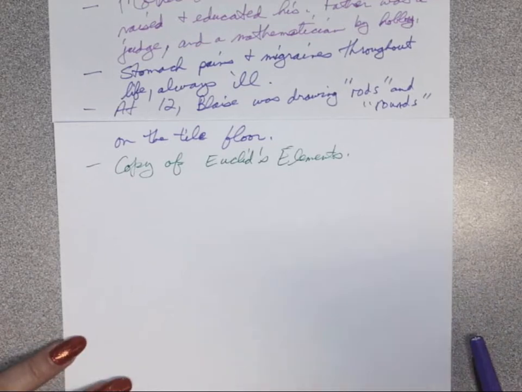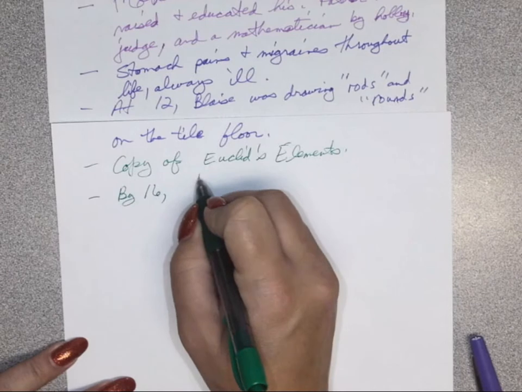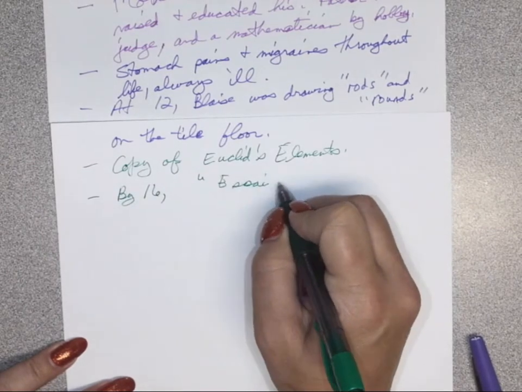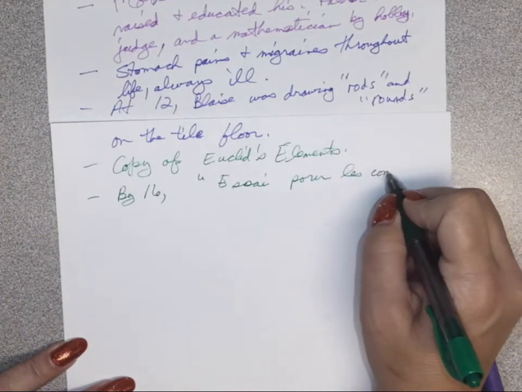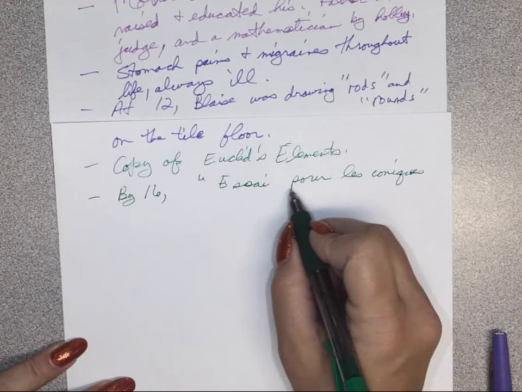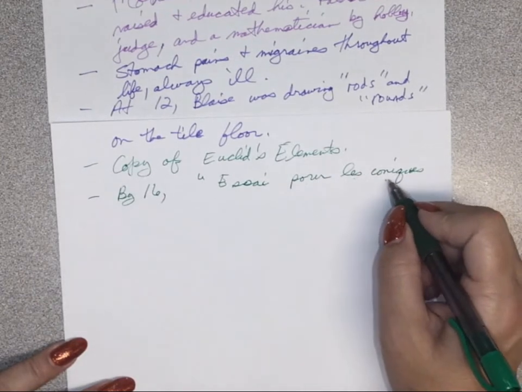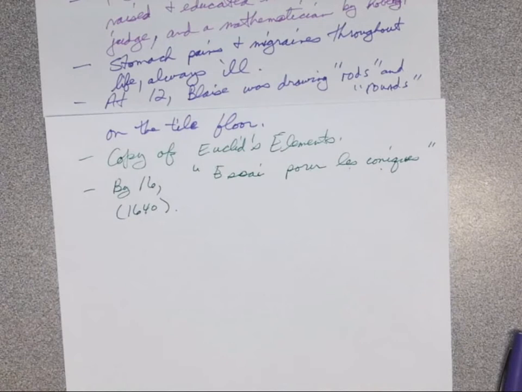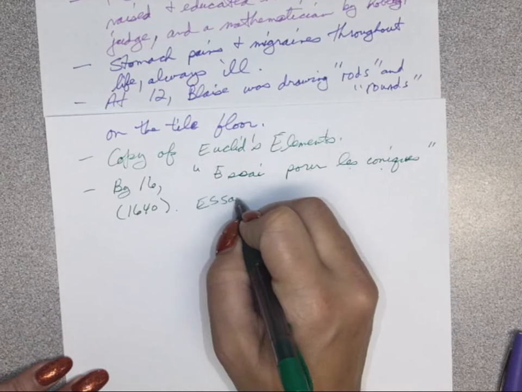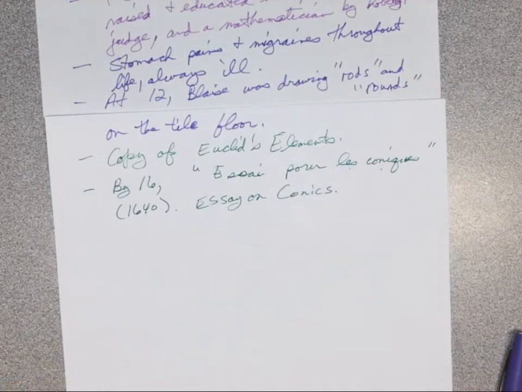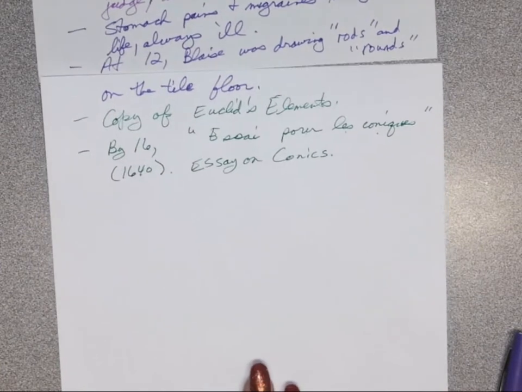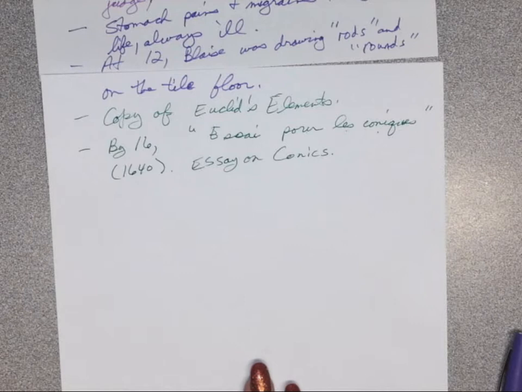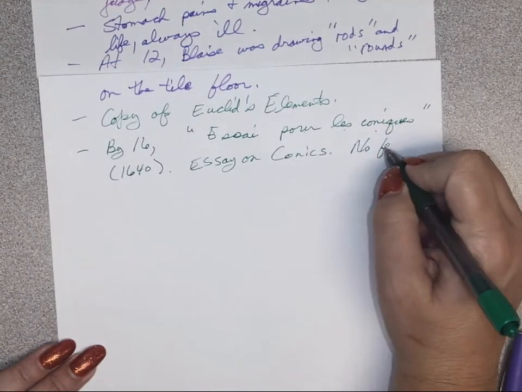All right, here's the date. By 16, he wrote and published something called the Essai pour les coniques. This was in 1640. Okay. He wrote it and he published it, and that's essay on the conics, right, is what that means. So it's all kinds of stuff about the circles and the ellipses and the parabolas and stuff like that. And he's writing this own thing for him. And they say that he had no fewer than 400 propositions.